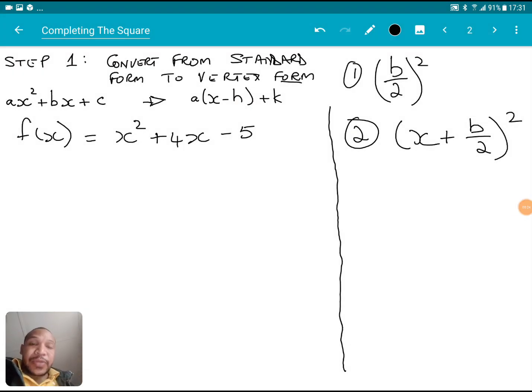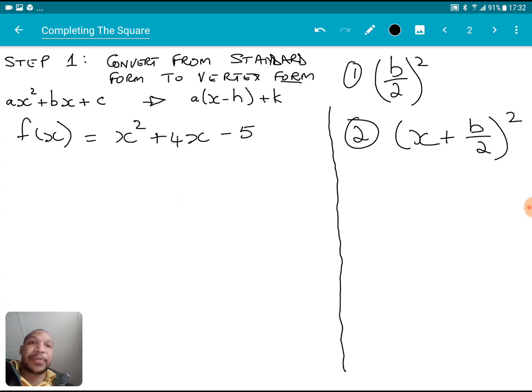We're going to do three things we need to remember. The very first thing is that before we start, the coefficient of the first term should always be 1. The second thing is to convert from standard form to vertex form. And the third thing is to set the equation to 0, and then solve for x. So again, the coefficient of x squared must always be 1. Then we convert from standard form to vertex form, and then we set the equation to 0 and solve for x.